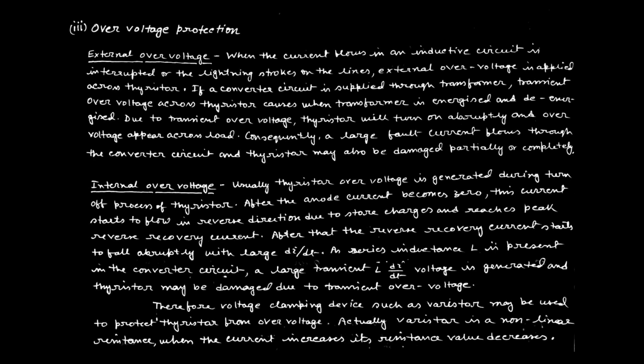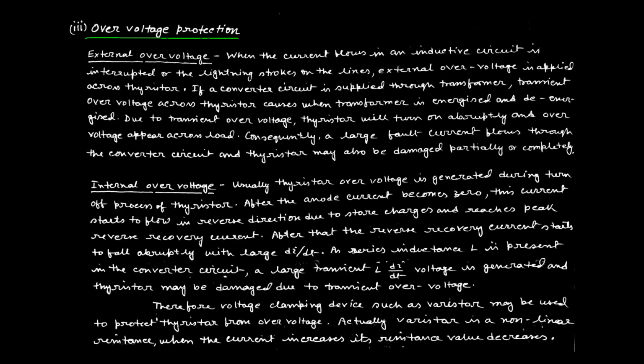This is overvoltage protection. Actually, it is of two types: external overvoltage and internal overvoltage. In case of external overvoltage, when the current flowing in the inductive circuit is interrupted or lightning strikes the lines, external overvoltage appears across the thyristor.